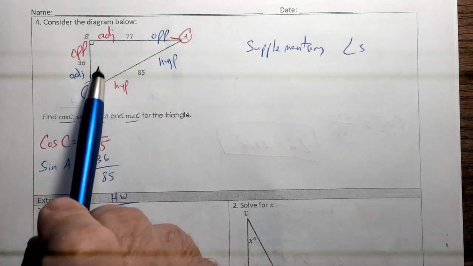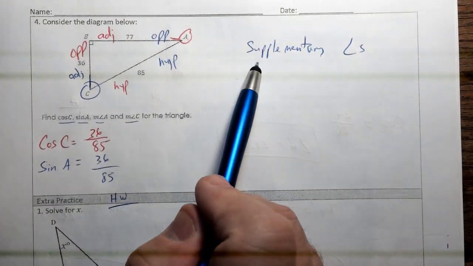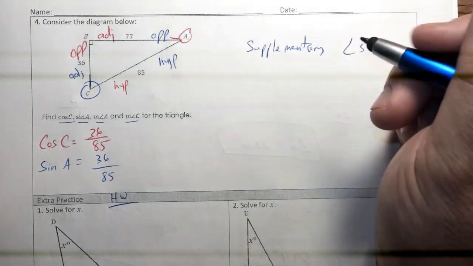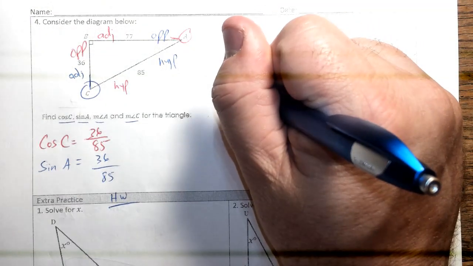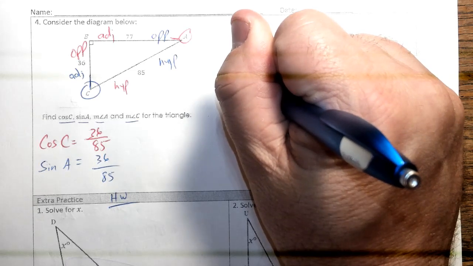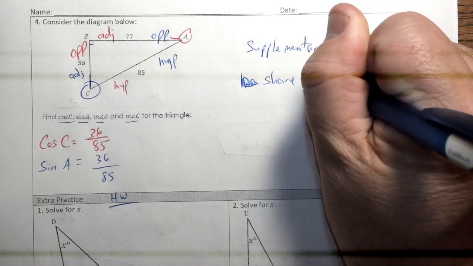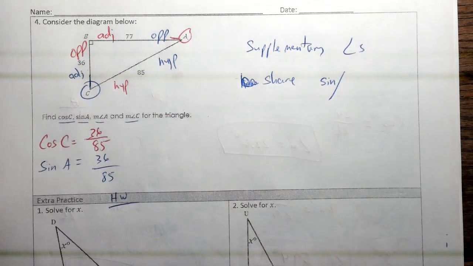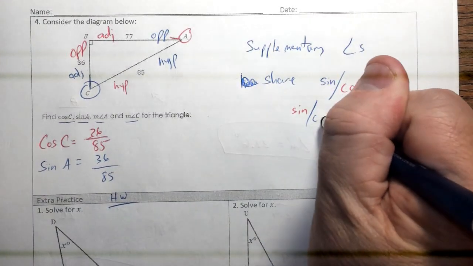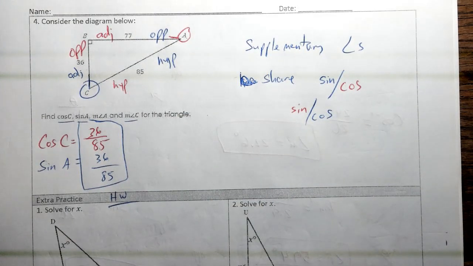Remember, this is 180 degrees and this is 90. These two together have to equal 90. And the definition of two angles that equal 90 is supplementary. Supplementary angles, how do I word this? So let's see, now we're going to say they share sine, cosine, and then like this. Hopefully you get what I'm trying to say.